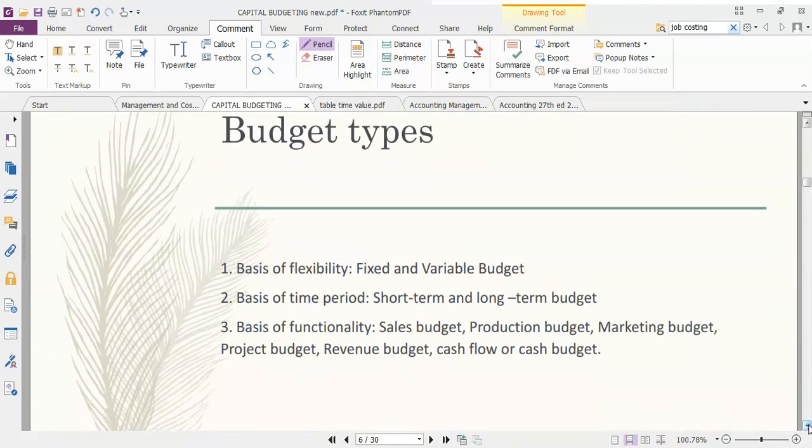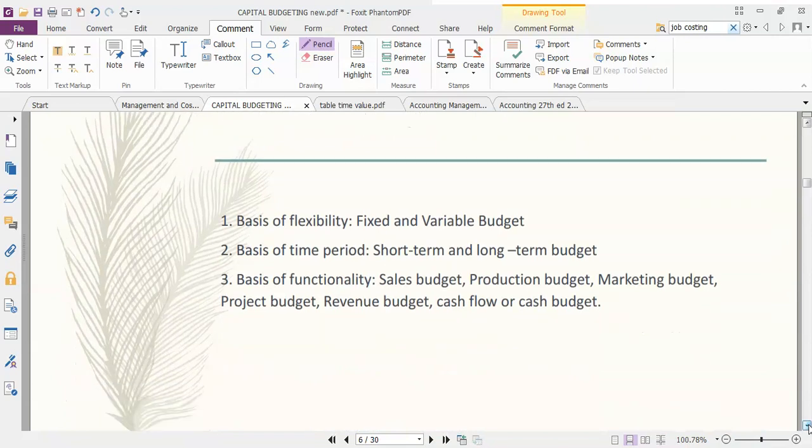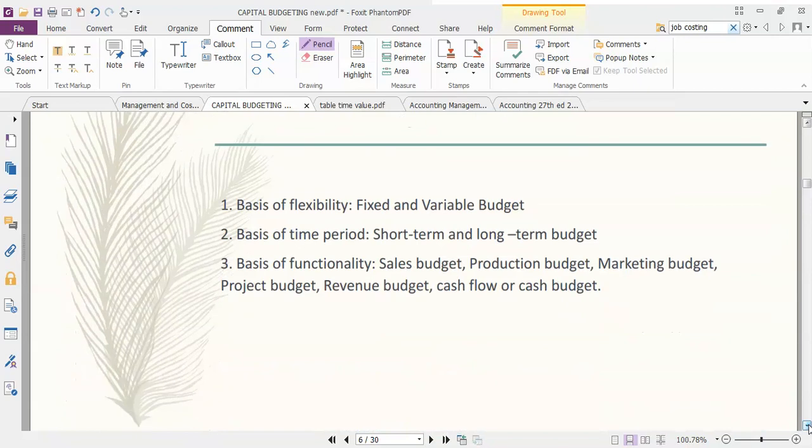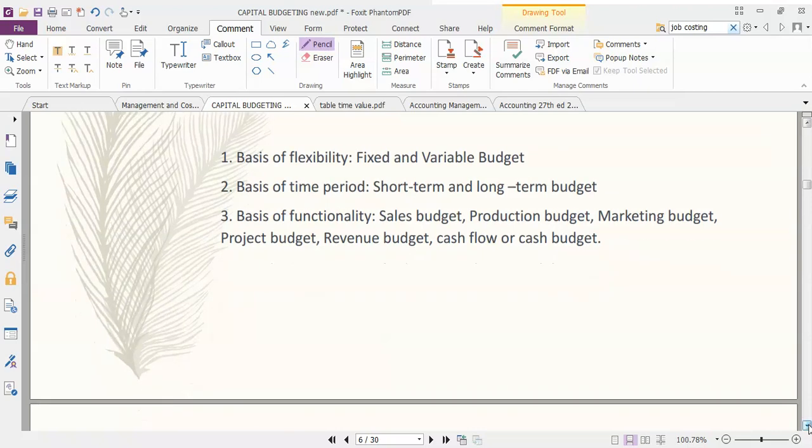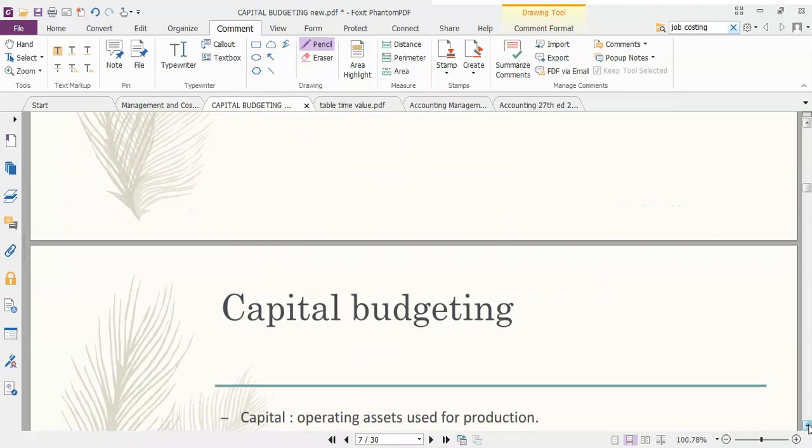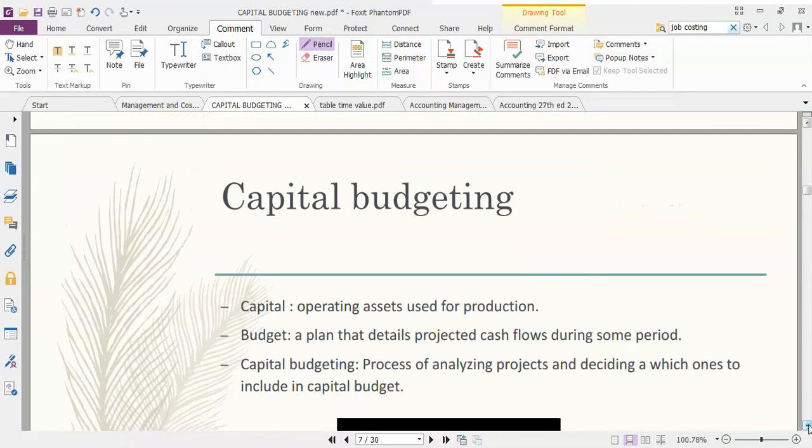Next, what are the types of budget? There is the basis of flexibility, that is fixed or variable budget, short term and long term, and also the basis of functionality, that is sales budget, production budget, marketing budget, project budget, revenue, cash flow, and cash budget.